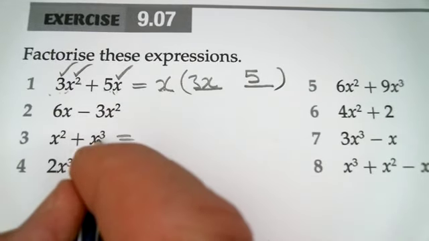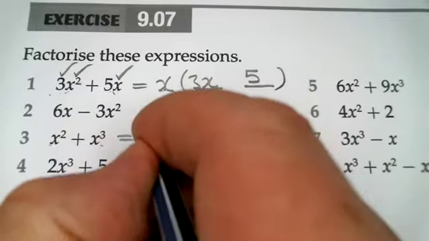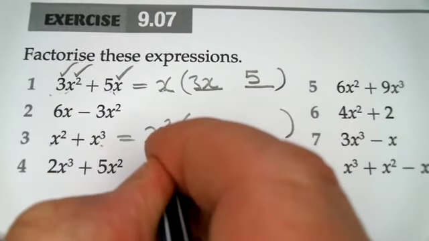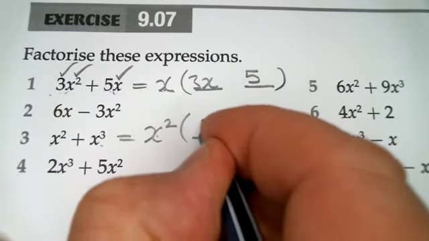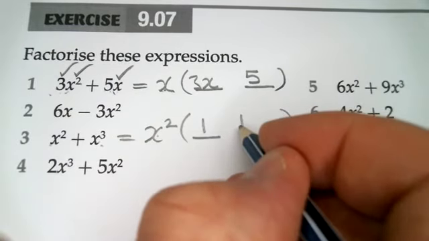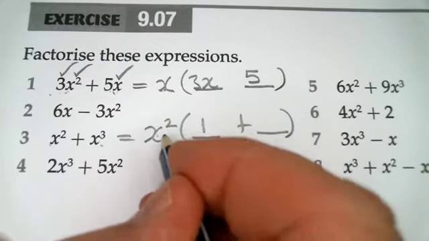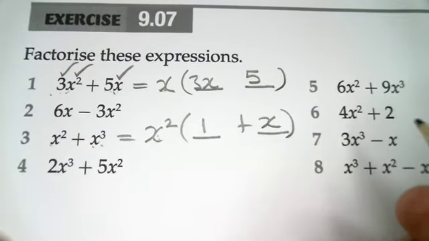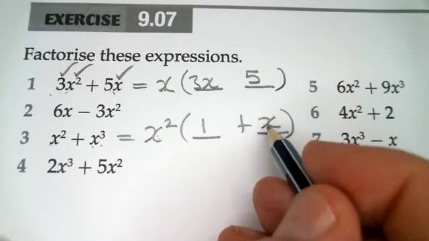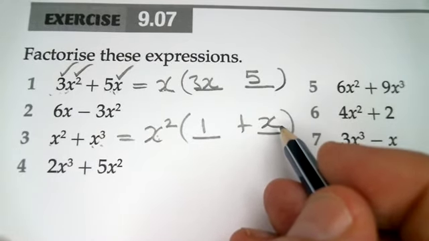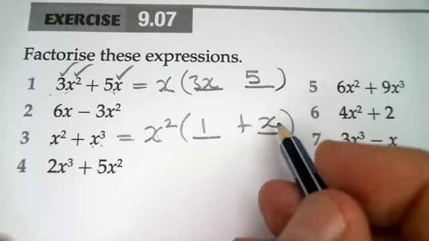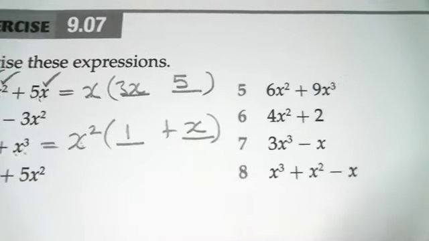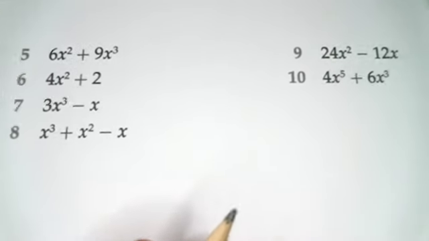Let's take a look at, oh, I like number 3. What's common to x squared and x cubed? Well, x squared is actually common, because what times x squared makes x squared? Well, 1. And what times x squared makes x cubed? Well, x. Now, normally I would also write these in a slightly different order. I would write the x first, but it really doesn't matter. So that would be a good solution.